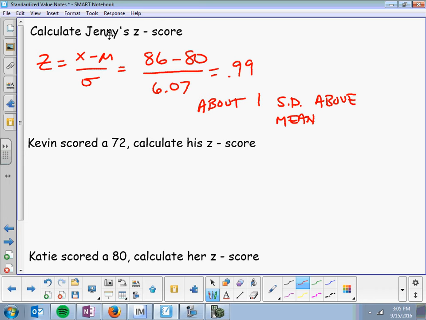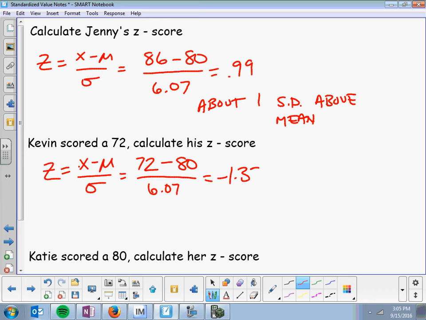Kevin, my man, Big Kev, all right, he scored a 72. Calculate his z-score. Now, 72, we should be going into this understanding, is a little bit below average, if the average was an 80. So I'm going to plug in 72, which was his score, minus the mean score, which is an 80, over that 6.07, which, when I type that into my calculator, making sure I hit enter first, all right? My dear Aunt Sally would not be happy if you didn't hit enter before you divided. Anyways, you get negative 1.32.